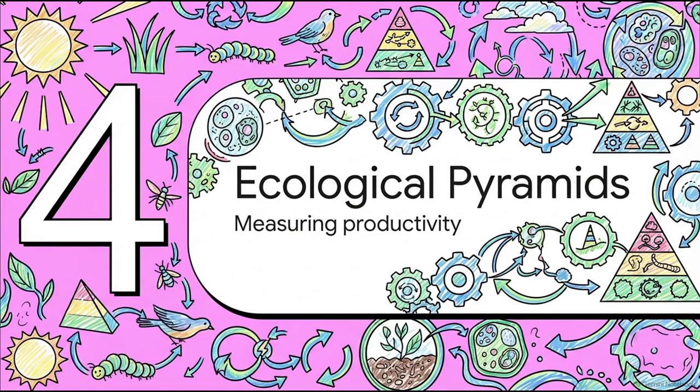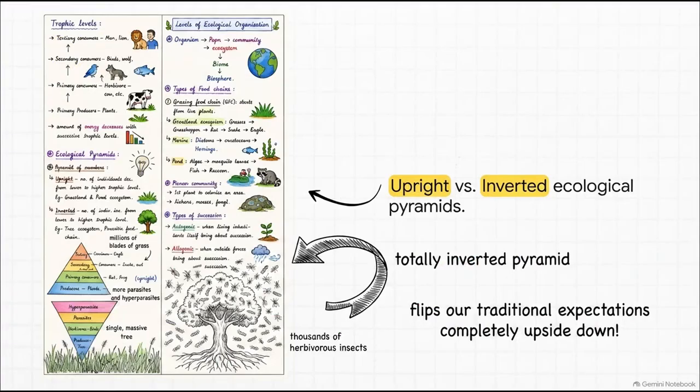Next up, Section 4, Ecological Pyramids and Productivity. This brings us to a huge aha moment in ecology: ecological pyramids. Normally, you expect an upright pyramid of numbers, right? Typical of a grassland. You have millions of blades of grass at the bottom, supporting a smaller number of herbivores, supporting even fewer predators at the top.